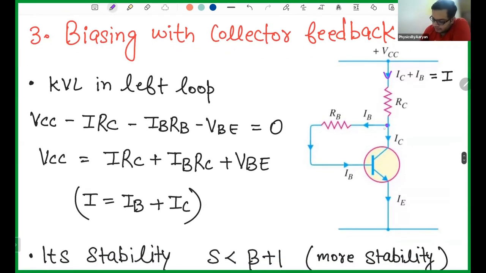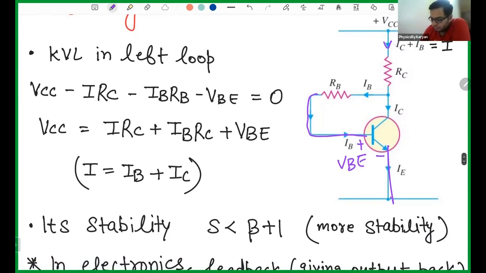Then I come here and go to the left loop, so I will write minus IB into RB. Then I reach here, where it is positive, negative. This is VBE, so minus VBE, and finally you are at the ground, so equals to zero. You can clearly see this was an open loop, and that is how I have done it.